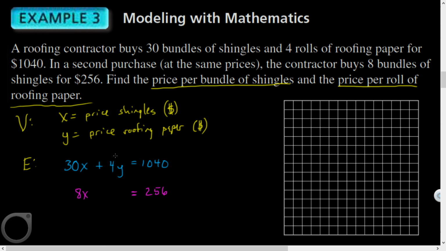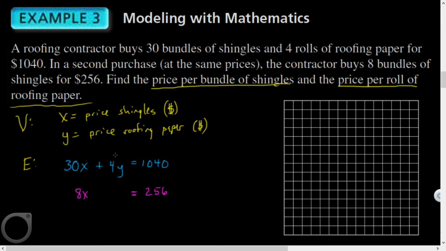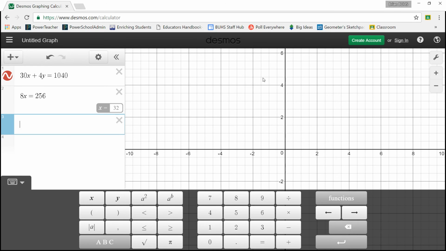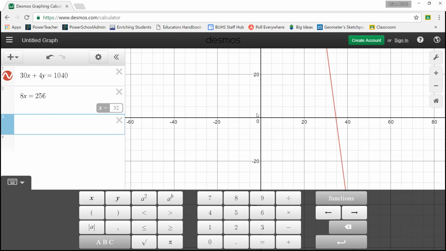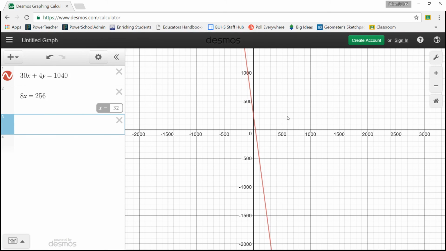30x plus 4y equals 1040. So let's see how far I can get. 30x plus 4y equals, nope, deleting things. 4y equals 1040. So our first line doesn't even show up on the grid, and then 8x equals 256. I can't see either of those lines right now. Let me zoom out a ways. Oh, there's one. And the other? Where's the other line?